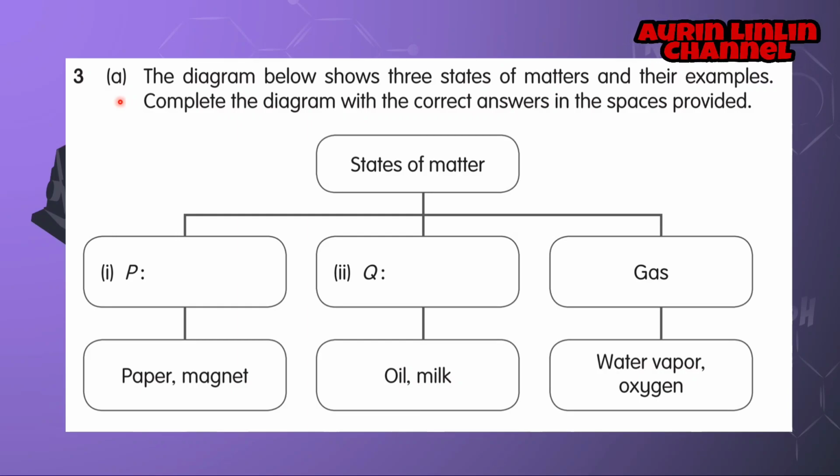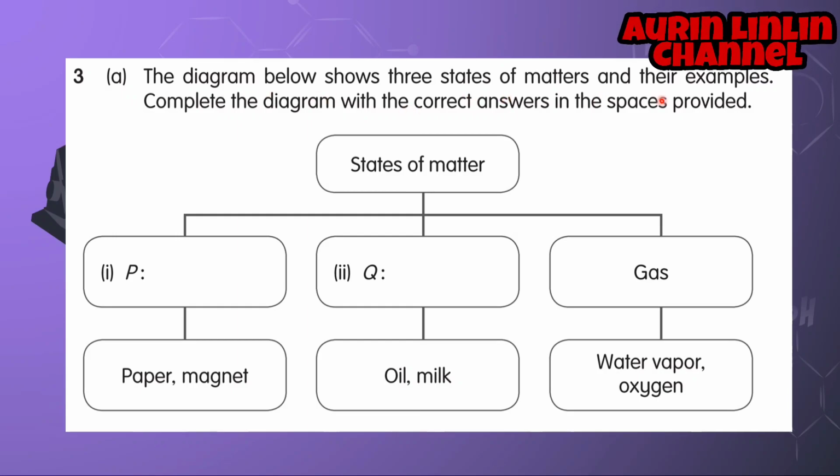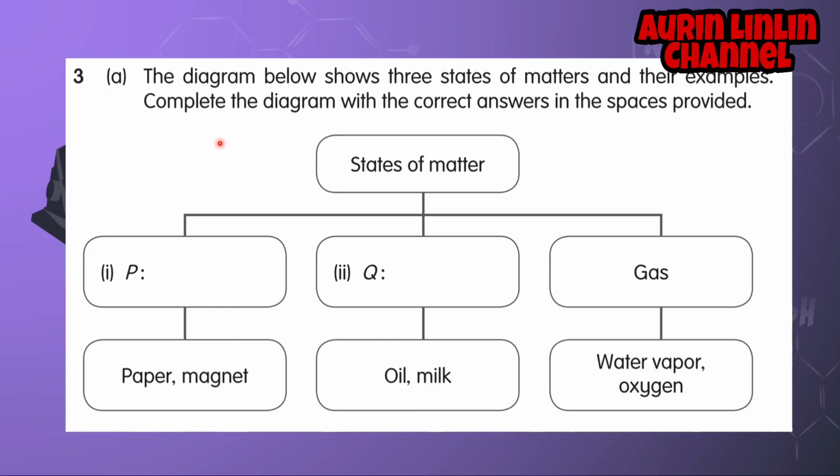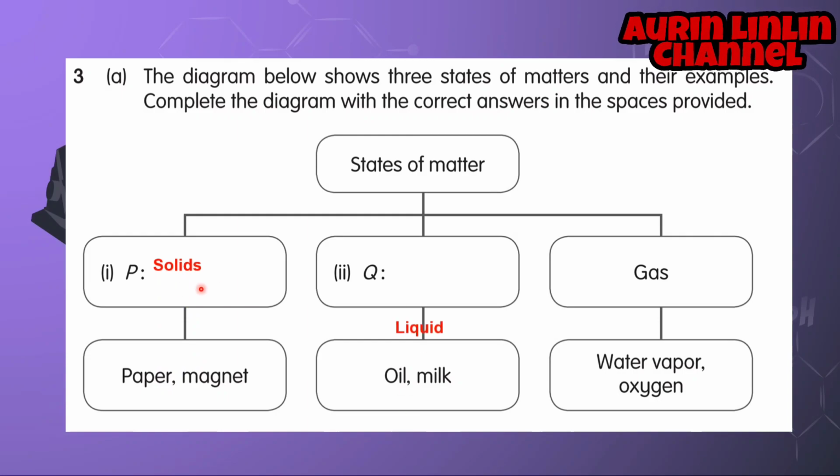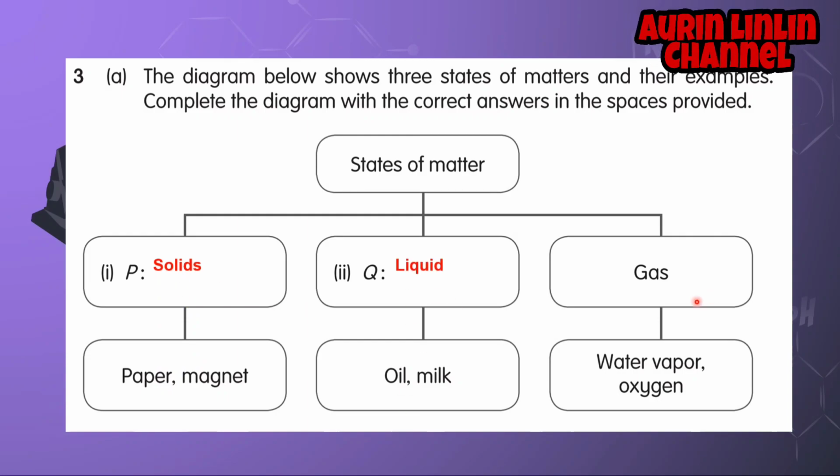Number 3. The diagram below shows 3 states of matter and their examples. Complete the diagram with the correct answer in the spaces provided. States of matter. The answer is solids, liquids, and gas. And these are the examples of each state.